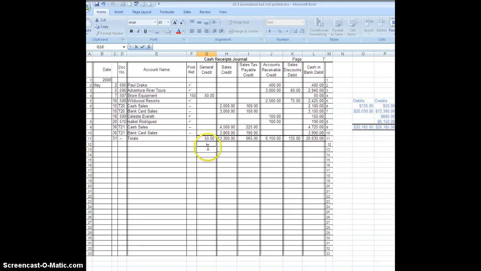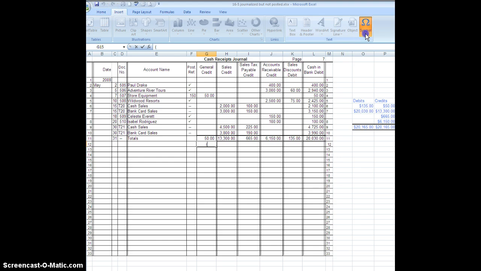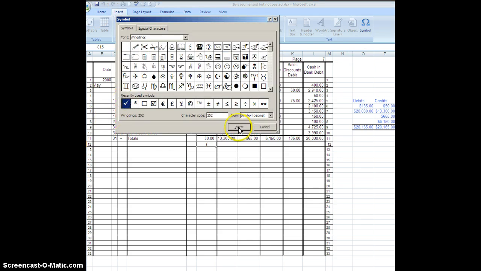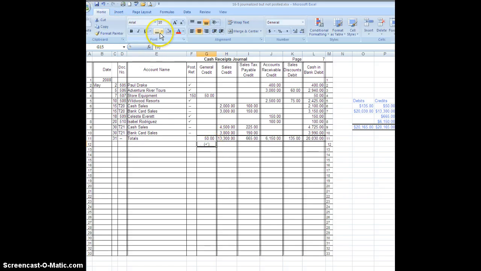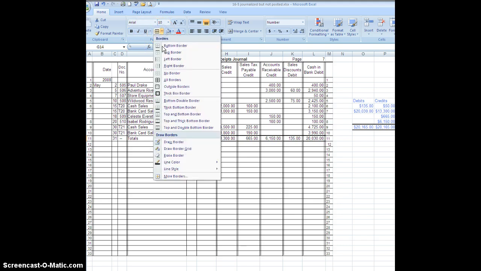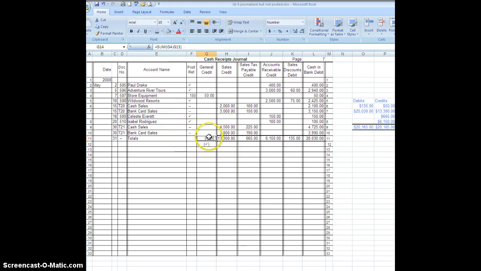Get rid of this. And then we're going to do insert, symbol, grab your check mark again, and close. And then you're going to do close parenthesis. So whenever you see that, that indicates that you are not posting anywhere, but that it already has been posted up here.